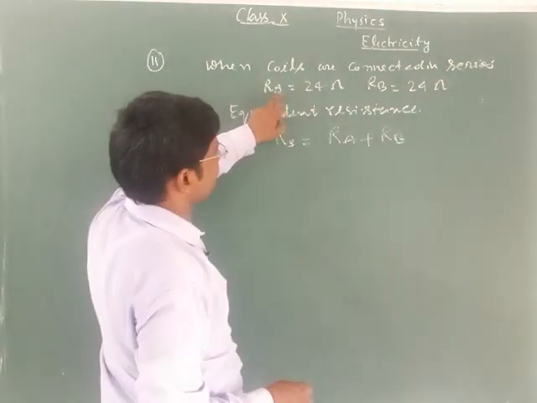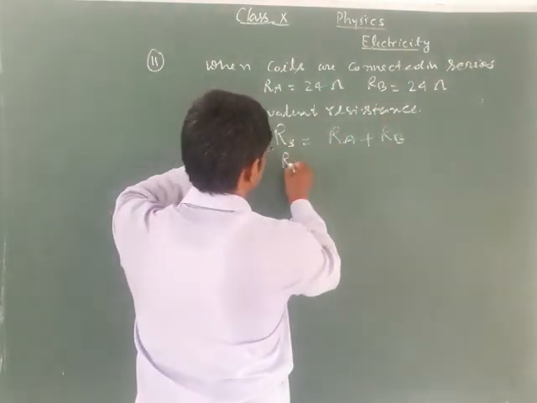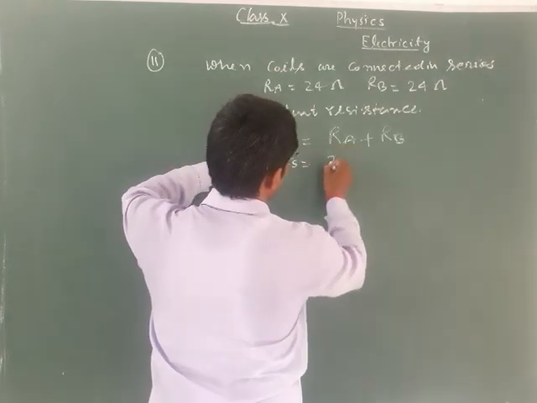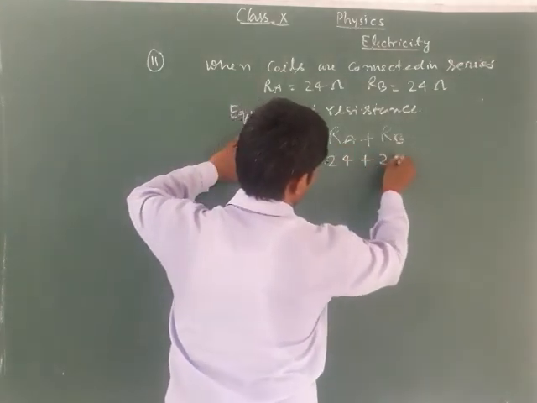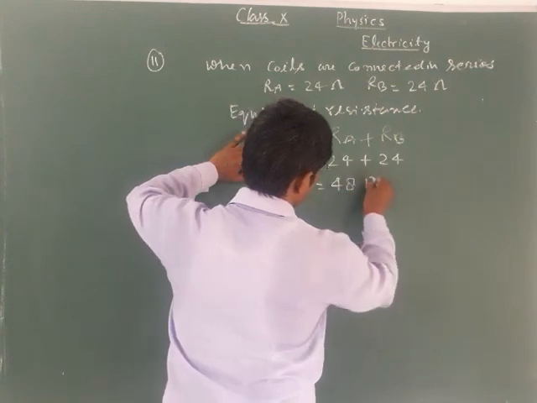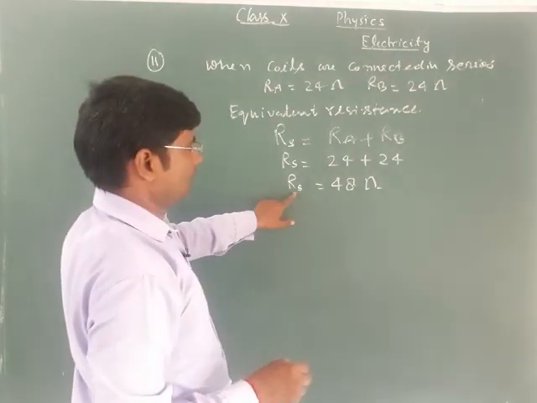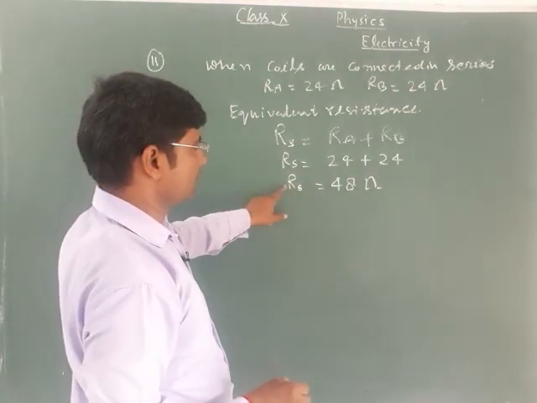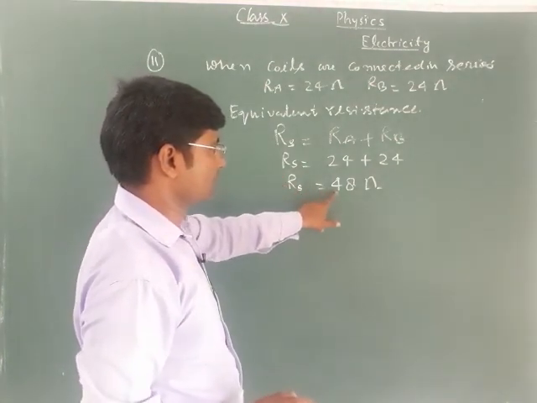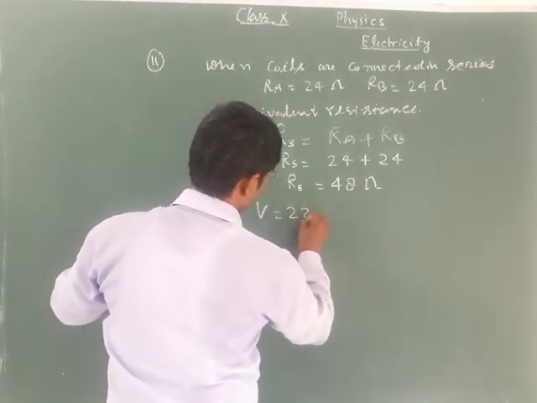In series, all the resistances add up. So Rs is equal to RA 24 ohm plus 24 ohm is equal to 48 ohm. Rs, the equivalent resistance of resistances in series, is 48 ohm. V is equal to 220 volt.